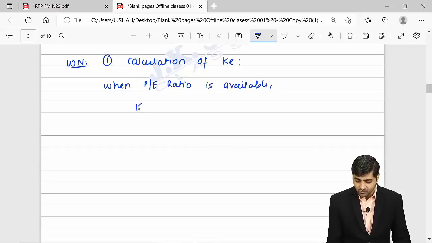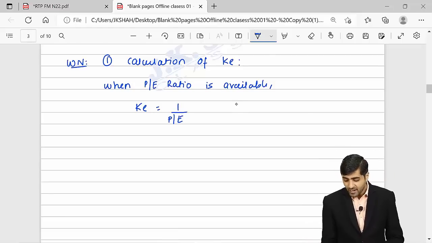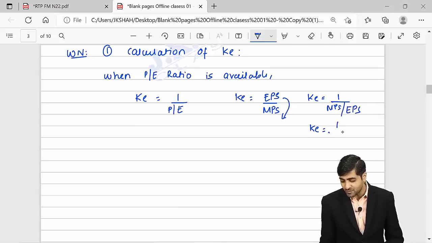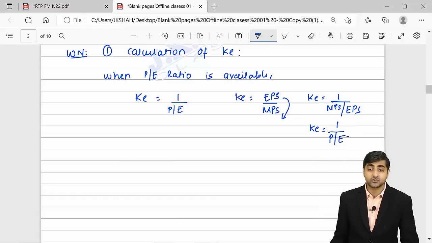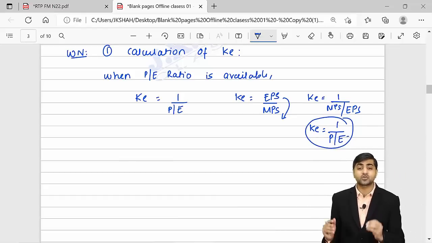When PE ratio is available, your KE is equal to 1 upon PE multiple. Now how do you get this KE is equal to 1 upon PE? As you all know, as per your earning yield approach, your KE is EPS upon MPS. If I take your EPS in the denominator, this will now be MPS upon EPS. And what is MPS upon EPS? That's nothing but your PE ratio. So can I say KE can also be equal to 1 upon PE ratio? Come on, yes or no?